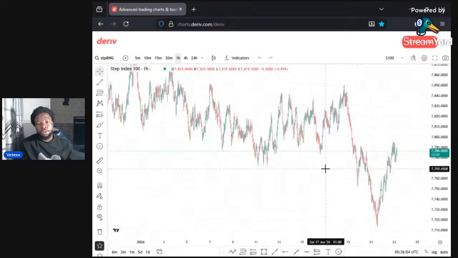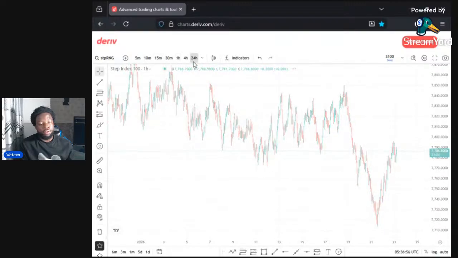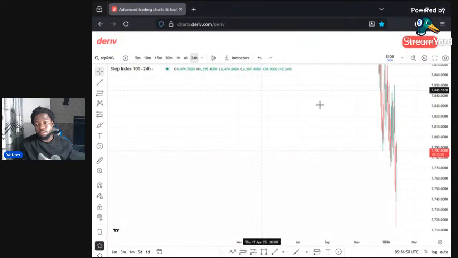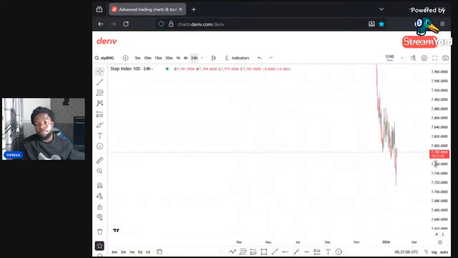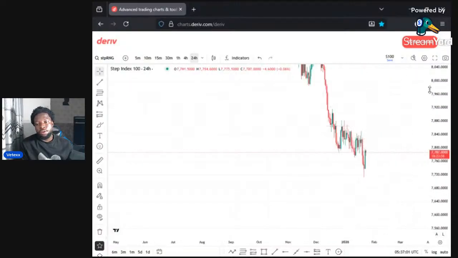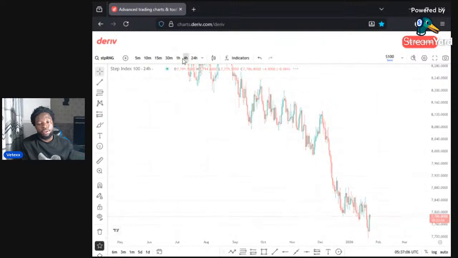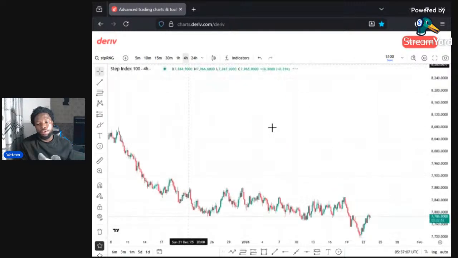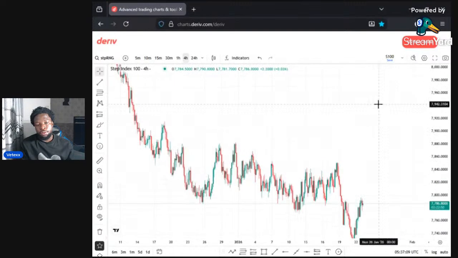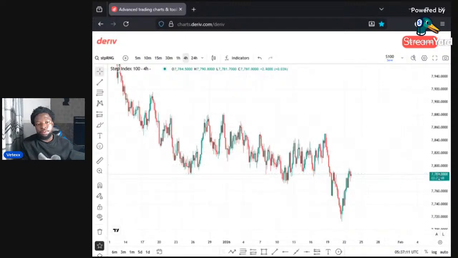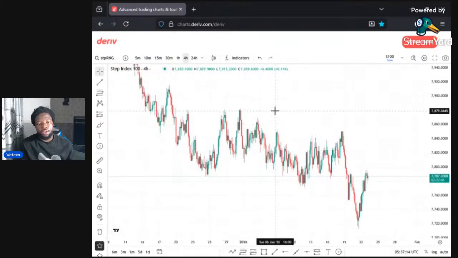On this Step 100 index, starting from the weekly time frame, price has taken out its target. And currently you can see the trend is bearish, heavily bearish. And let's go to the 4 hour time frame to see if we find something there. So on the 4 hour time frame, we've been anticipating a move like this. We've been anticipating this move.